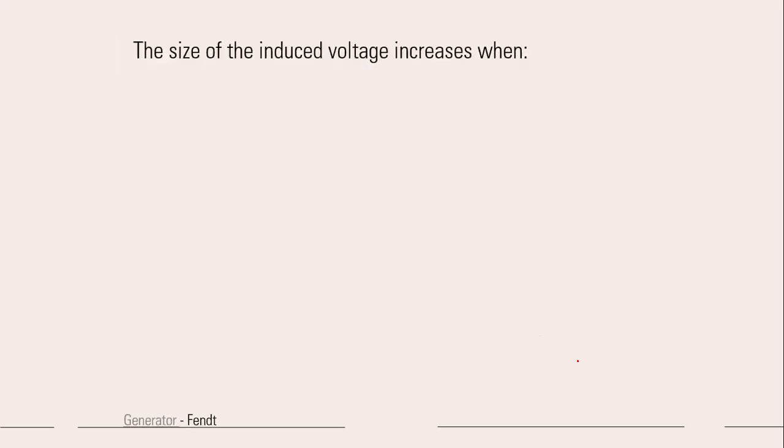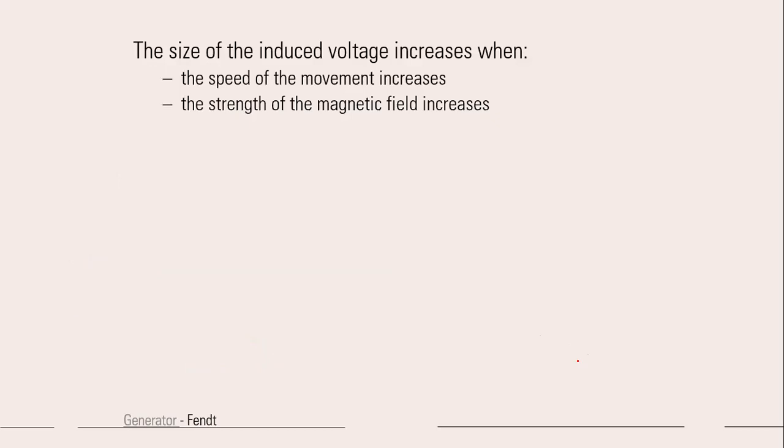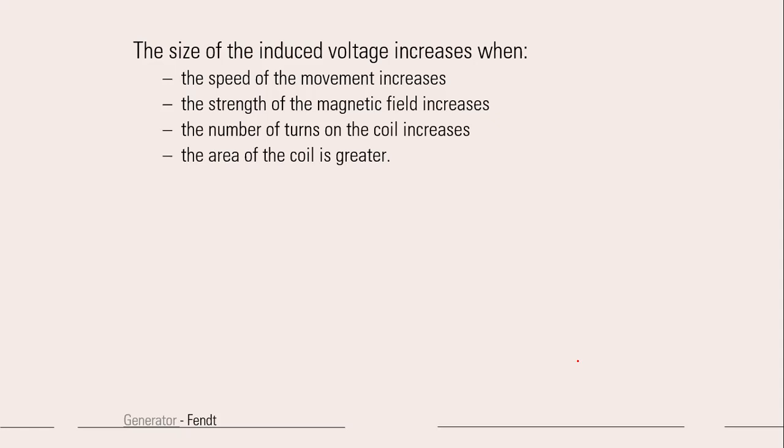Okay, now how to increase the size of this induced voltage? Like you have to produce more voltage. So the first thing is quite obvious. You have to increase the movement. You have to increase the speed of rotation of the wire. Move the wire quickly. Then strength of the magnetic field, like you have to use stronger magnets, and then you have to increase the number of turns of the coil if the coil is there. So that would increase the amount of induced voltage. And of course, a bigger area of the coil is required.